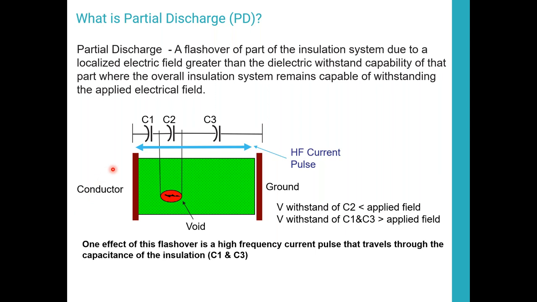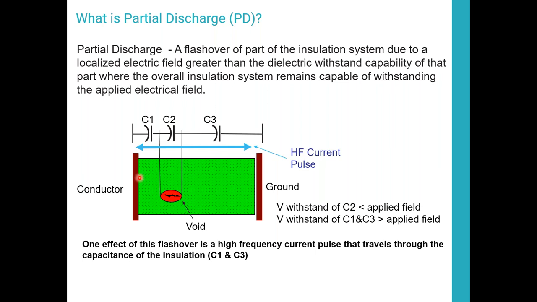As the sine wave of your power system voltage increases, voltage is evenly distributed across the three capacitors until it gets to a voltage level where the void can't withstand the applied voltage anymore, and it conducts, it arcs over. And it's microscopic, starts out very small, and you get small arcs happening here. But when that arc happens, the voltage across C2 here drops. The applied voltage is affected. So the voltage is being redistributed between C1 and C3 when the voltage drops across C2.